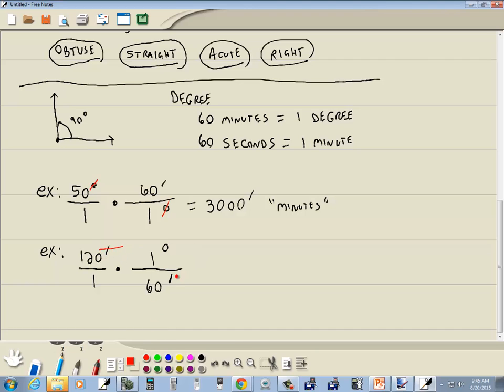The minutes symbol would cancel there. 120 divided by 60 gives us 2, and then the degree mark remains. So 120 minutes is equal to 2 degrees.